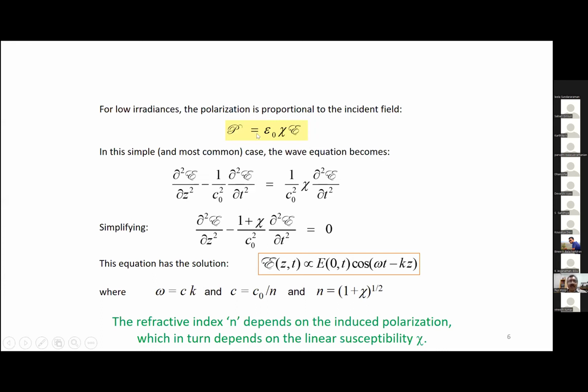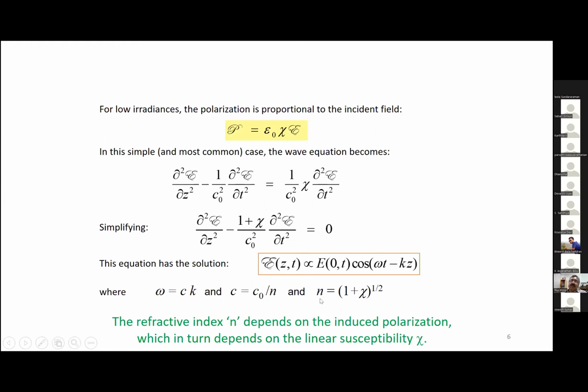When we put that there, the equation becomes like this. On the RHS, you have 1 over c naught squared chi d squared E by dt squared, and you simplify like this, and then the equation has the solution E(z,t) proportional to E0 cos(omega t minus kz). So this is a propagating wave, where omega is the frequency of the wave, given by ck, where k is the propagation vector, and c is the velocity of light in the medium, which is given by c naught over n, where n is the refractive index.